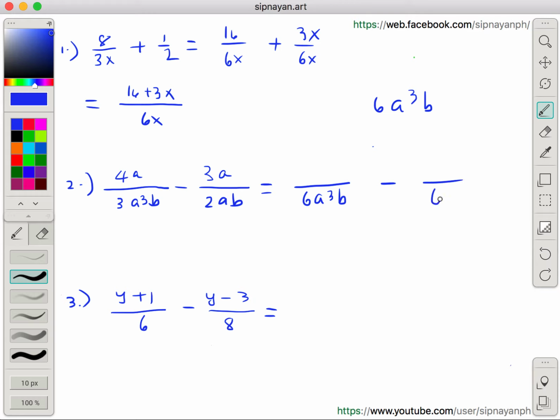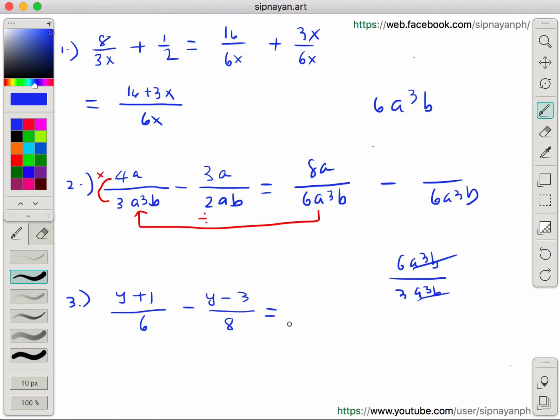And then 6a cubed b. We divide it by the denominator, and then multiply the quotient by the numerator, just like adding or subtracting fractions. So 6a cubed b divided by 3a cubed b: 6 divided by 3 is 2, times 4a, so it becomes 8a. Right?